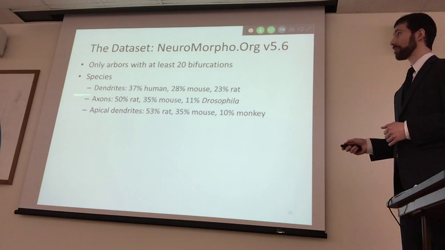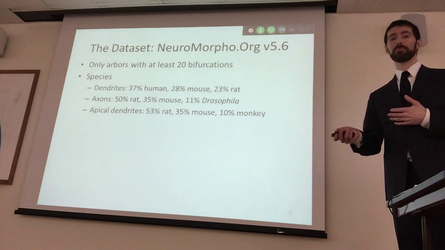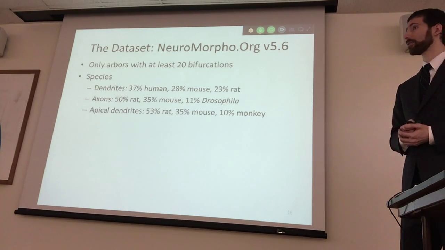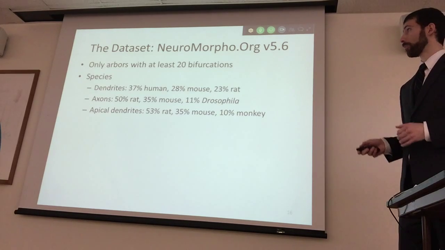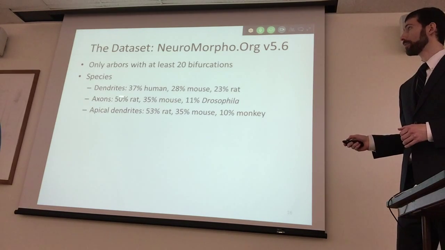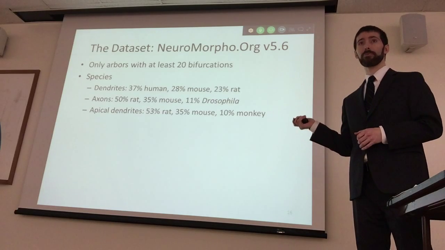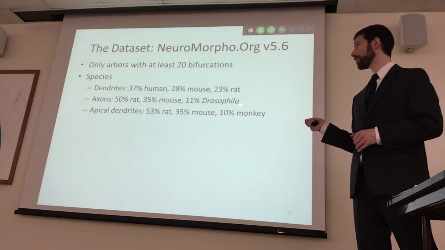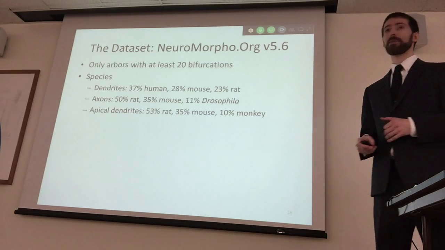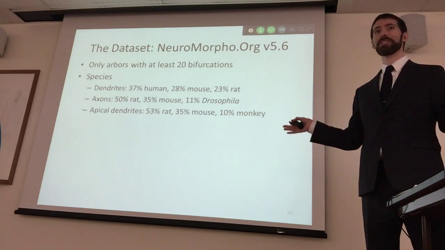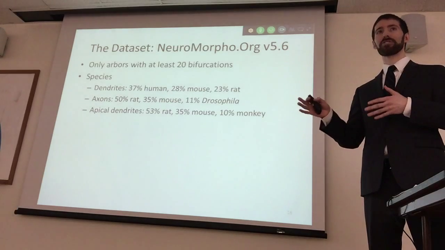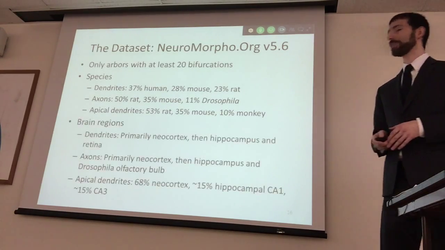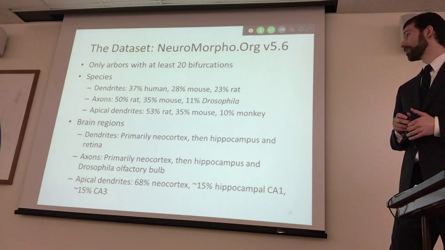In terms of species, this is what was in the data set after getting rid of non-control cases and some other data that didn't quite fit with the sort of analysis we wanted to do. So we've got mostly human, a lot of mouse and rat. In the axons, rat, mouse, and we've got some Drosophila. And in the apical dendrites, rat, mouse, and monkey. So obviously there's a lot of rodent in the data set, and in the various different sub-data sets a few other species come into play. So we get a nice chance to compare different species that way.